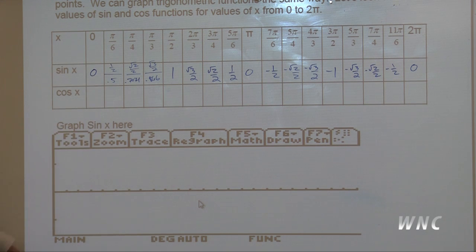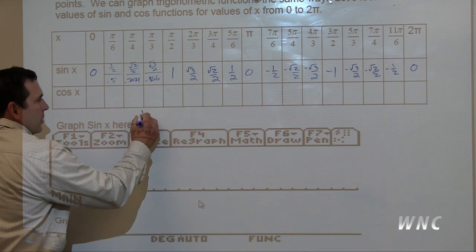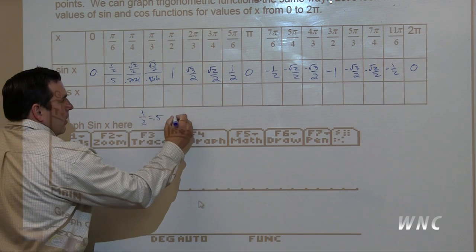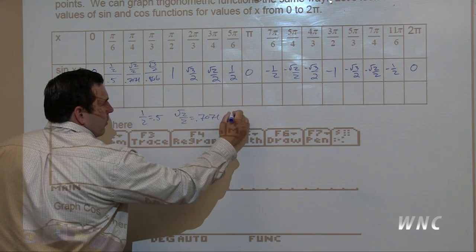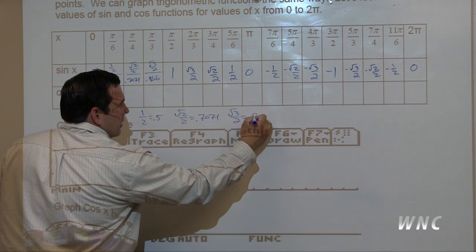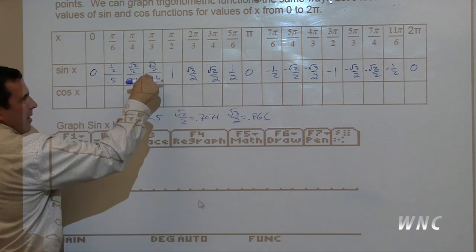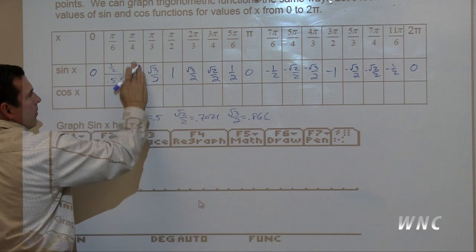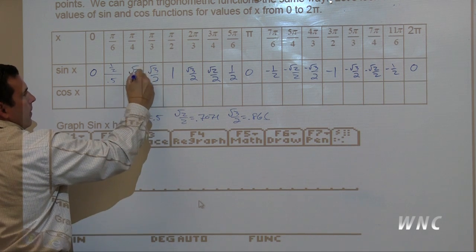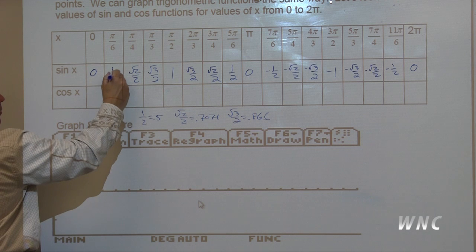Maybe we'll just do this. 1/2 is 0.5. Square root of 2 over 2 is 0.7071. And square root of 3 over 2 is 0.8666. Because people might think this is a fraction, and we don't want to do that. Okay, so we'll leave it like that.